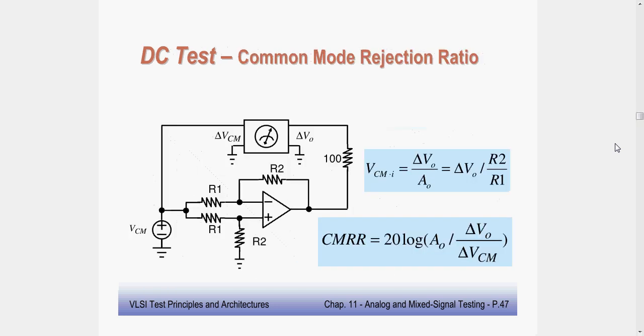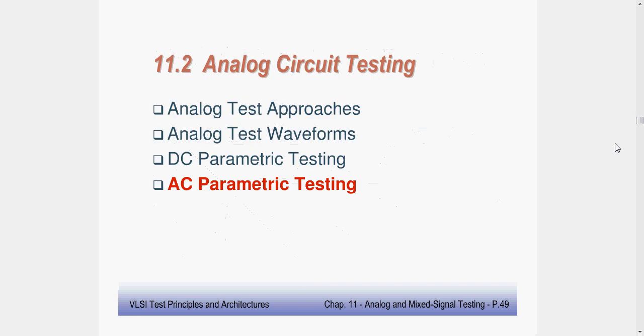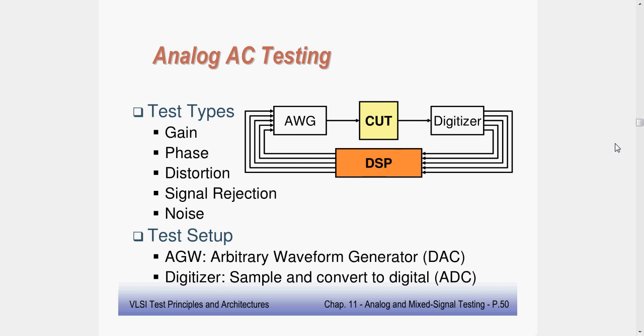Next I'll be moving over to the AC parametric testing. What are the AC parameters that we are going to consider? The AC parameters can generally be considered as gain, phase, distortion, signal rejection, and noise. These are the five different tests that we have to perform on any analog circuit. To perform this, we need a setup. So what is the setup? Here the CUT means the circuit under test.